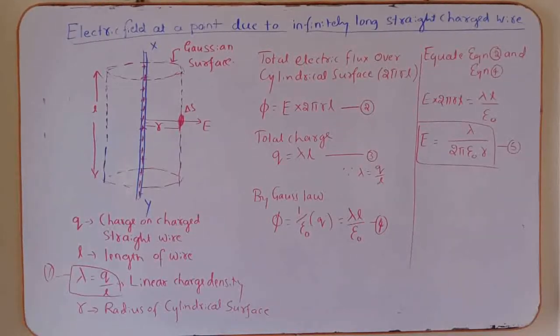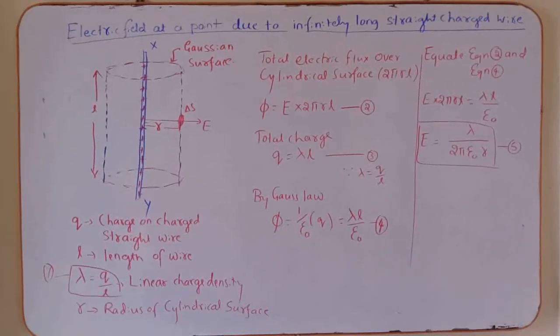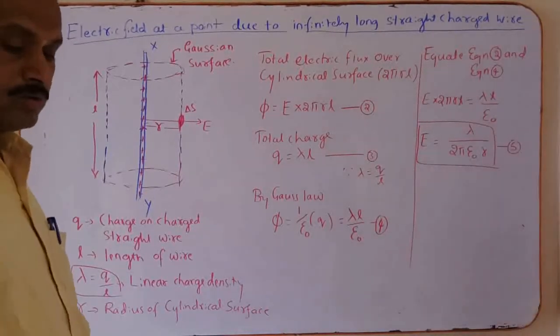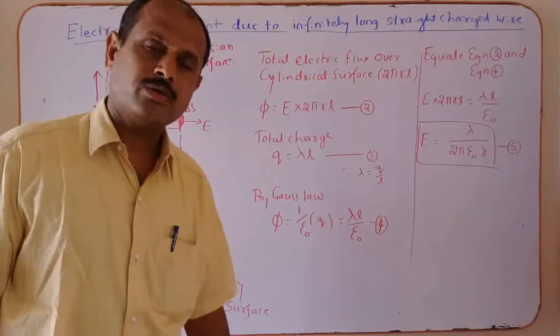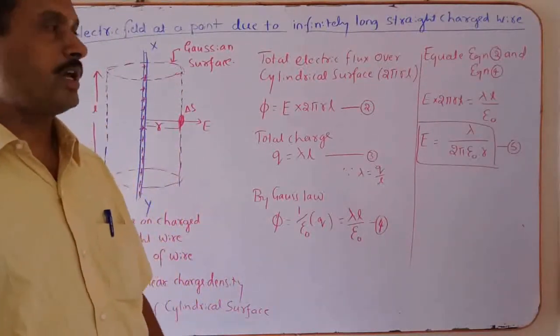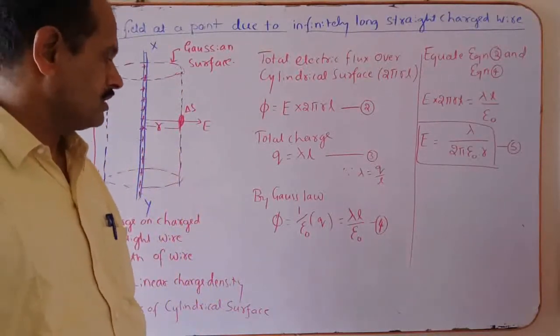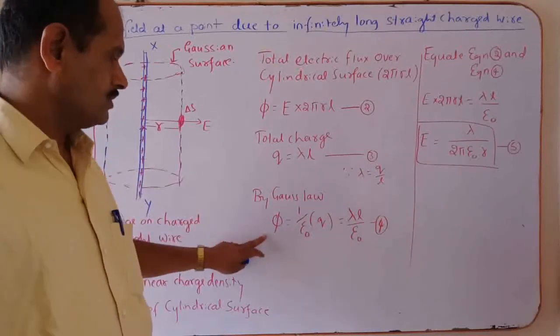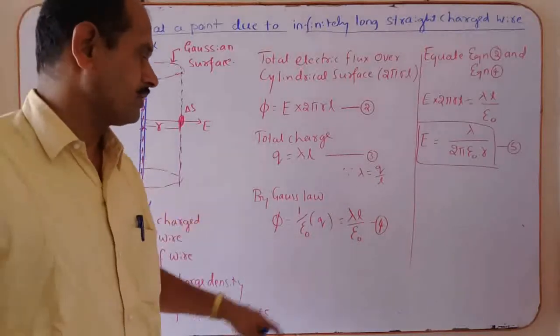Already you know about the Gauss theorem, Gauss law and electric flux. The Gauss theorem states that the total electric flux over a closed surface is equal to 1 by epsilon naught times the total charge enclosed by the surface. This is the expression. Already you know this one.